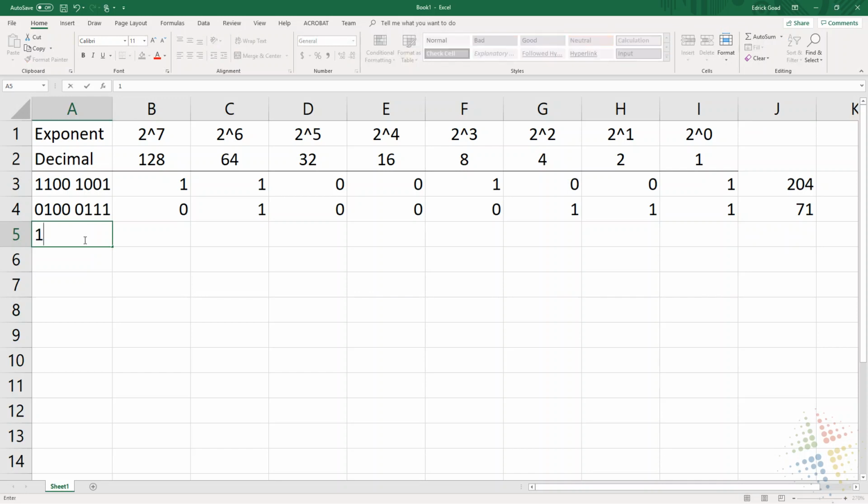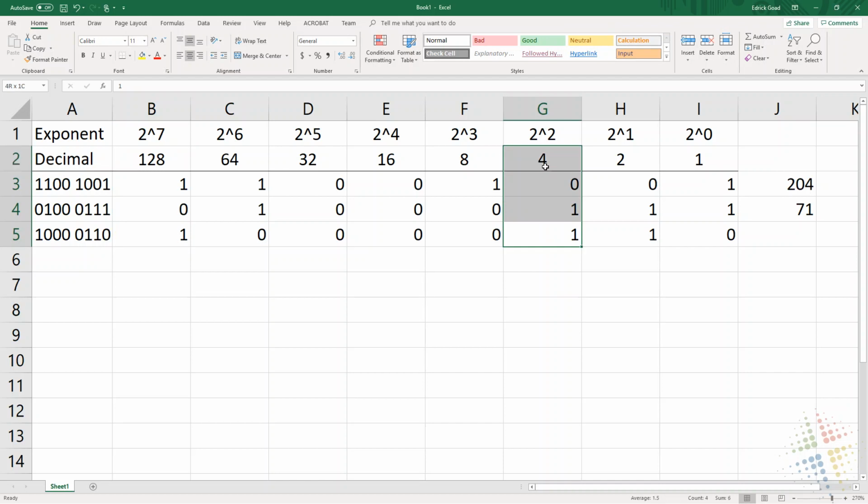Let's try that one more time. 1, 0, 0, 0, 0, 1, 1, 0. These are essentially random numbers. They don't actually mean anything. Don't worry about them just yet. So 1, 0, 0, 0, 0, 1, 1, 0. And again, everywhere that there's a 1, I start adding up the numbers. So 128 plus 4, that's going to be 132. Plus 2, that's 134. And there we go. My number is 134. And it's that simple of a process.